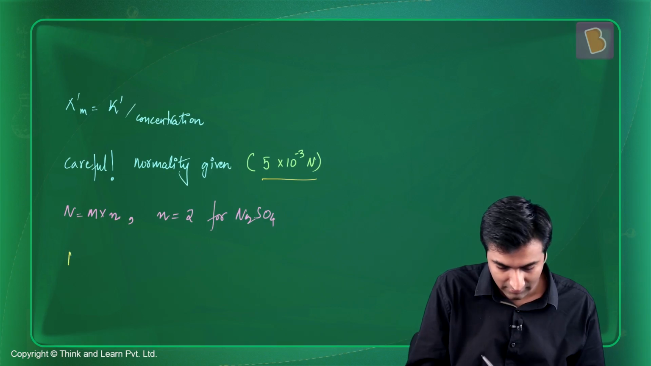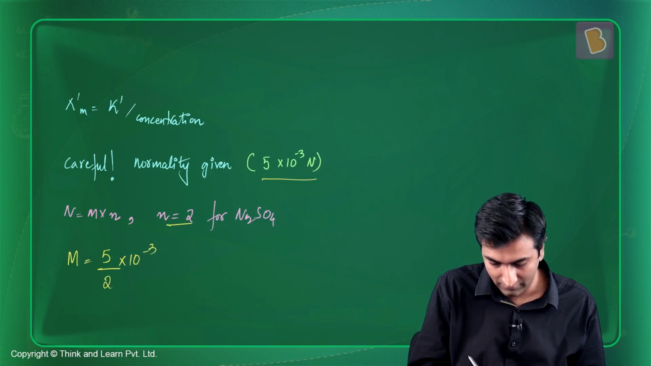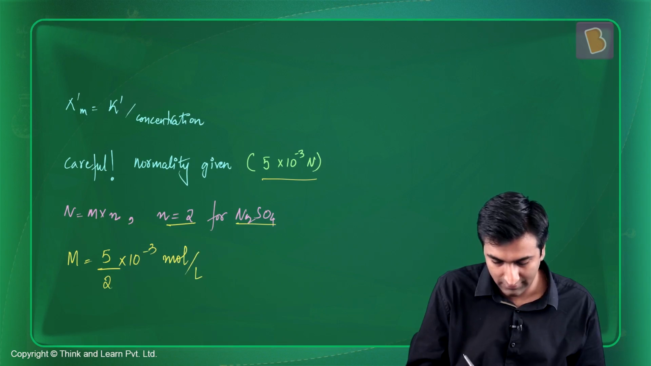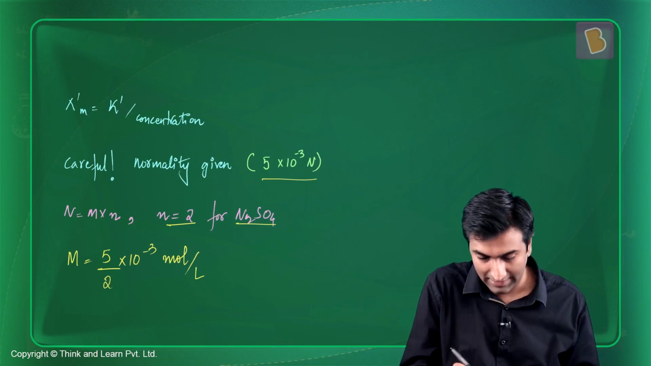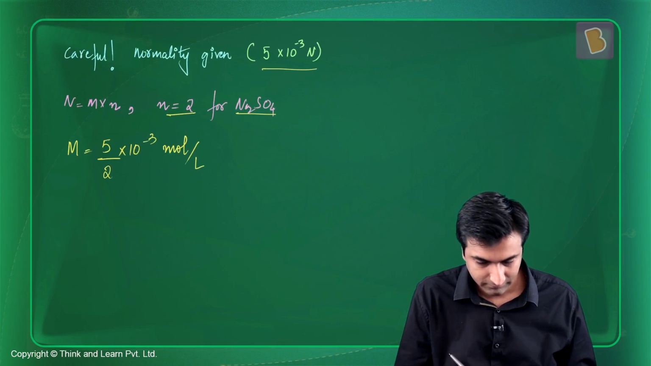So now molarity would be equal to the normality divided by the n factor, which in this case is 2, right? That's what I've given over here. So this is the concentration that we have. Now we need to do this calculation, right? This calculation here. Let me make some space. Scroll down a little bit.